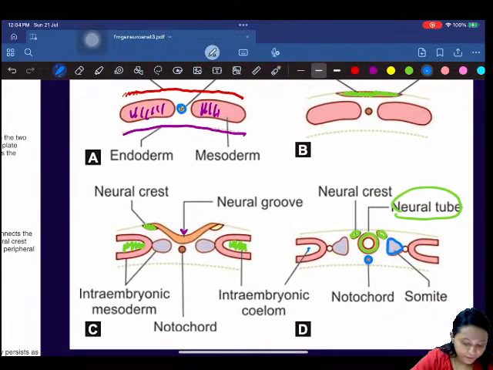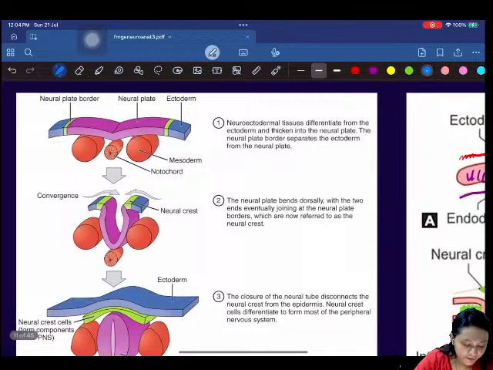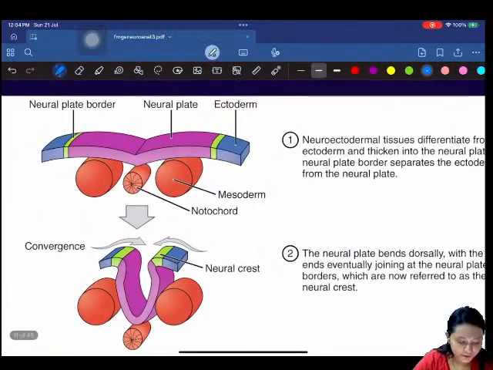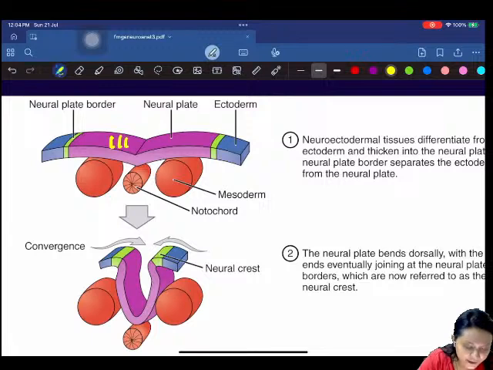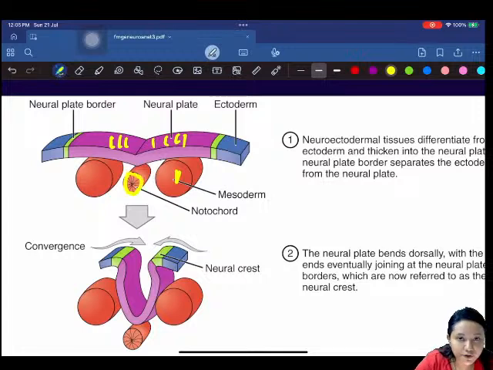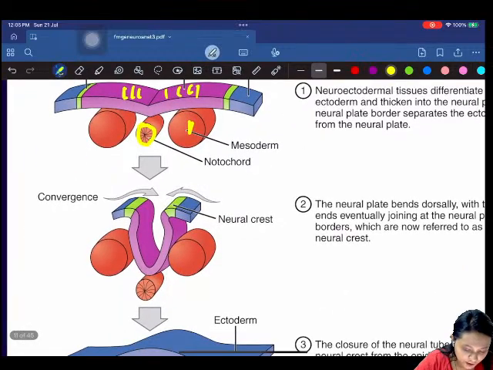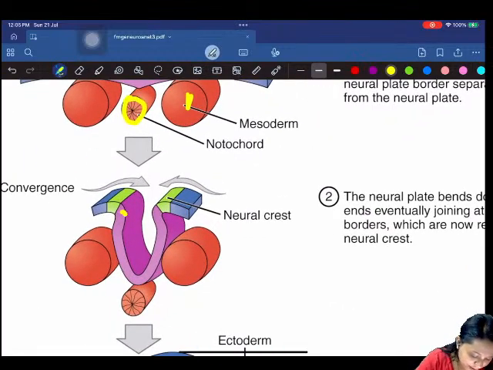Okay, so same thing if you see here in this image, this is the neural plate. This is the ectoderm, this is the mesoderm, and then this is the notochord which is already formed. We have already studied. Now how there is the convergence, okay, how the neural plate is invaginating and forming the neural groove.